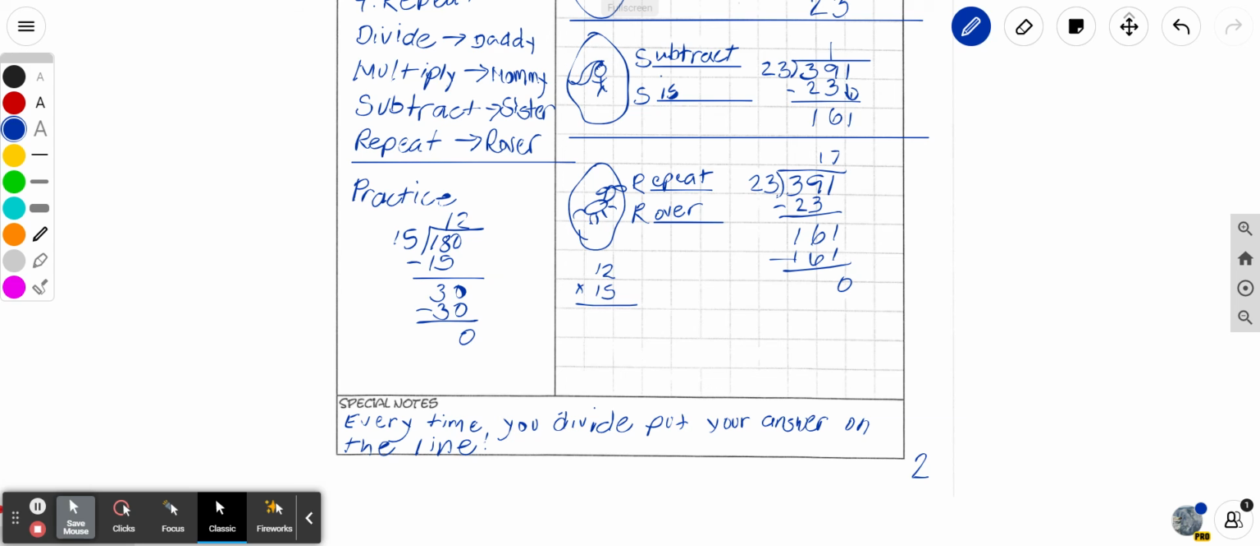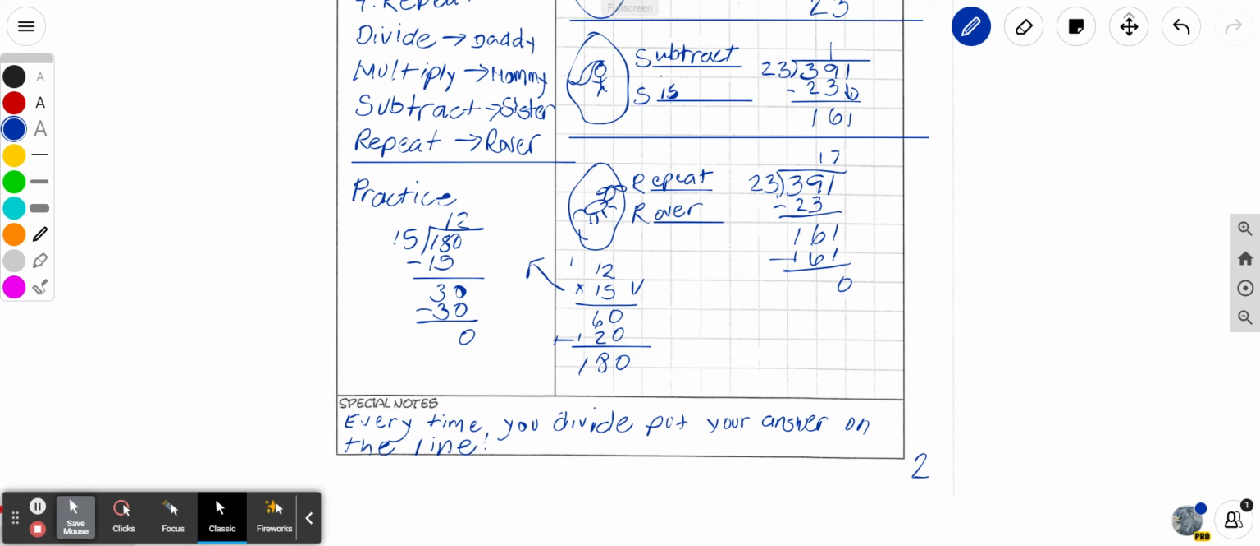So 5 times 2 is 10. Carry the 1. 5 times 1 is 5, plus 1 is 6. I'm going to add a 0 because it's the second line. That's my placeholder. And then 1 times 2 is 2. 1 times 1 is 1. Now I add these. 0, 8, 1. So I know that I did this correct. That's my check for that one.